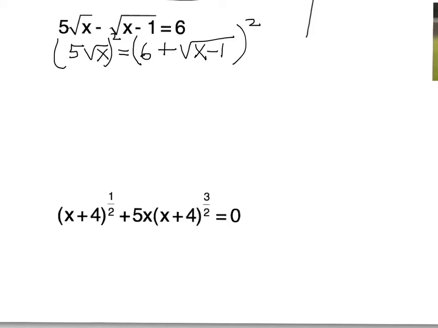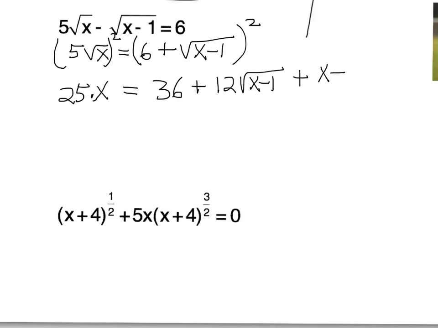So I'm going to square both sides like this, and 5 squared would be 25 times root x squared is x. And this one I have to use the square of a sum, so it's 36 plus, then I'm going to multiply these together and double it, would be 12 of them, and then plus, when I do radical x minus 1 times radical x minus 1, I just get x minus 1. Now I'm down to one radical.